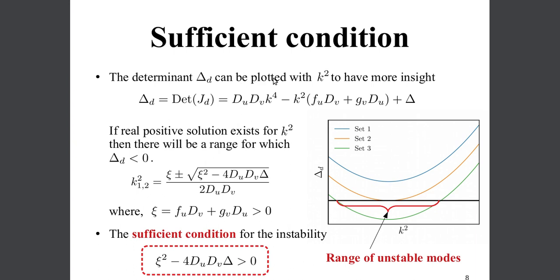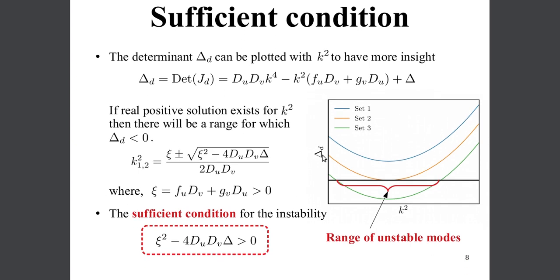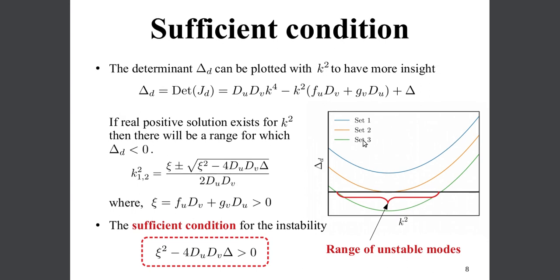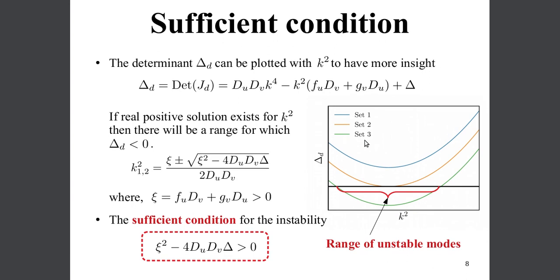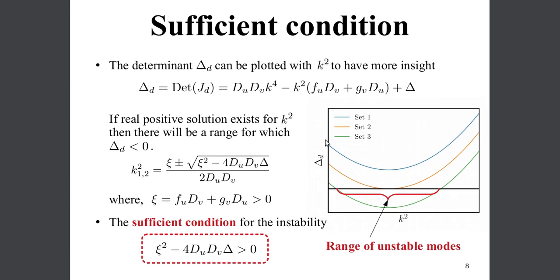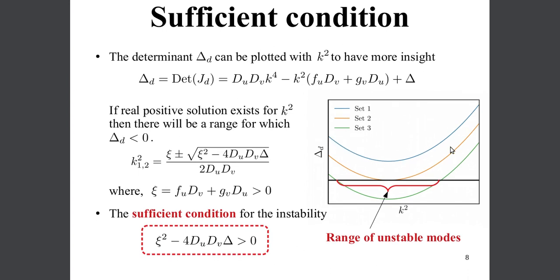Basically it can be plotted against k square to get more insight. You can check that the determinant of Jd, delta d, is a parabola in k square, right? So if we plot delta d against k square, it will give some parabolas. Now set 1, set 2, set 3 are some parameter sets I am talking about.